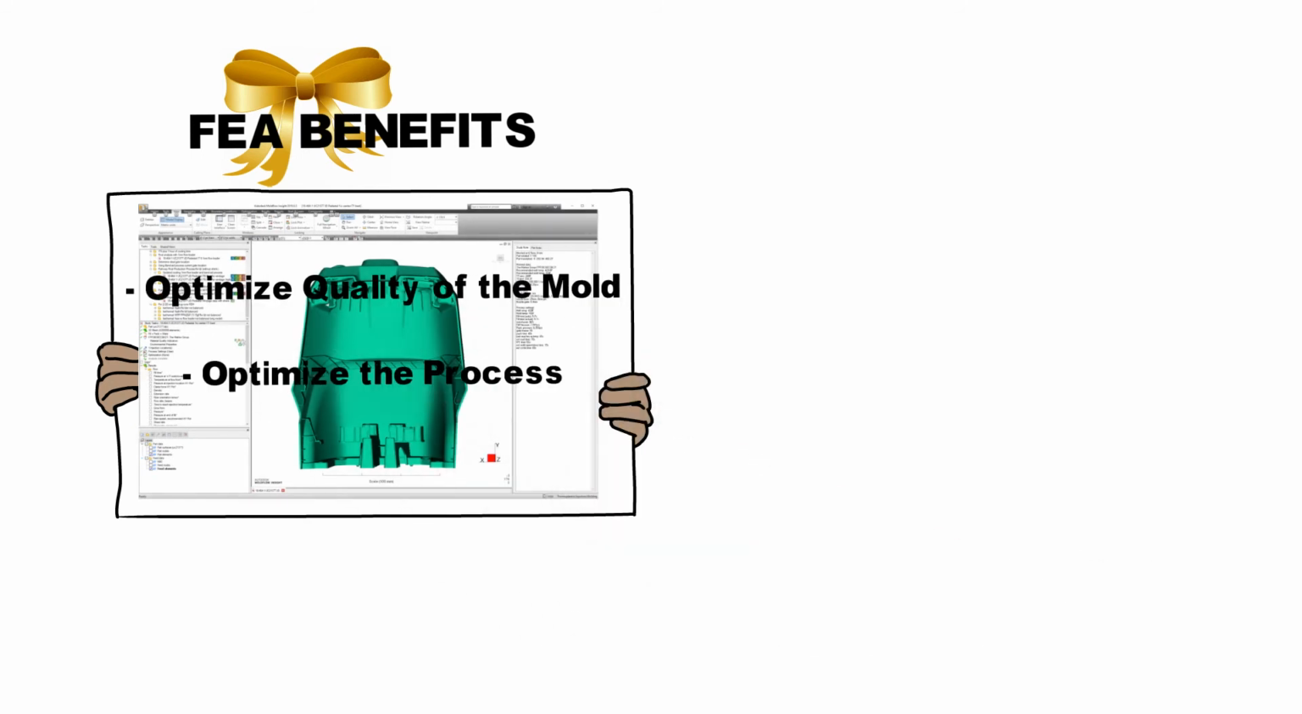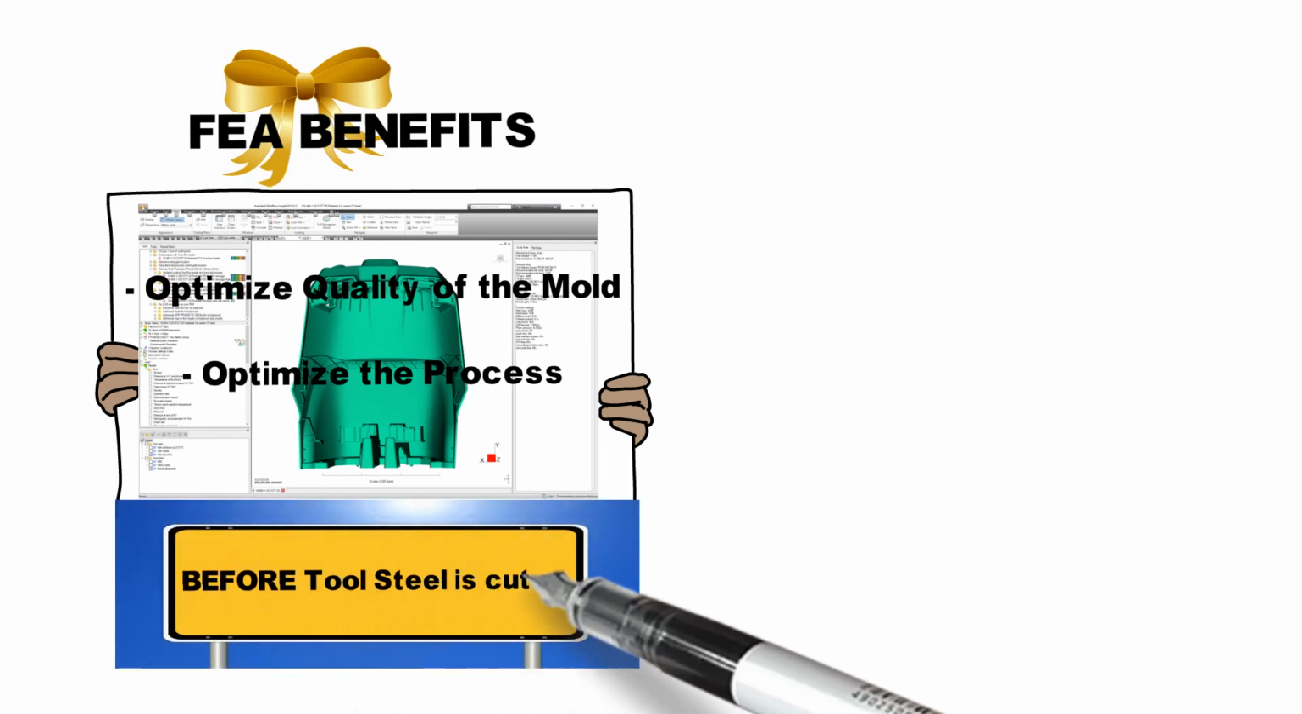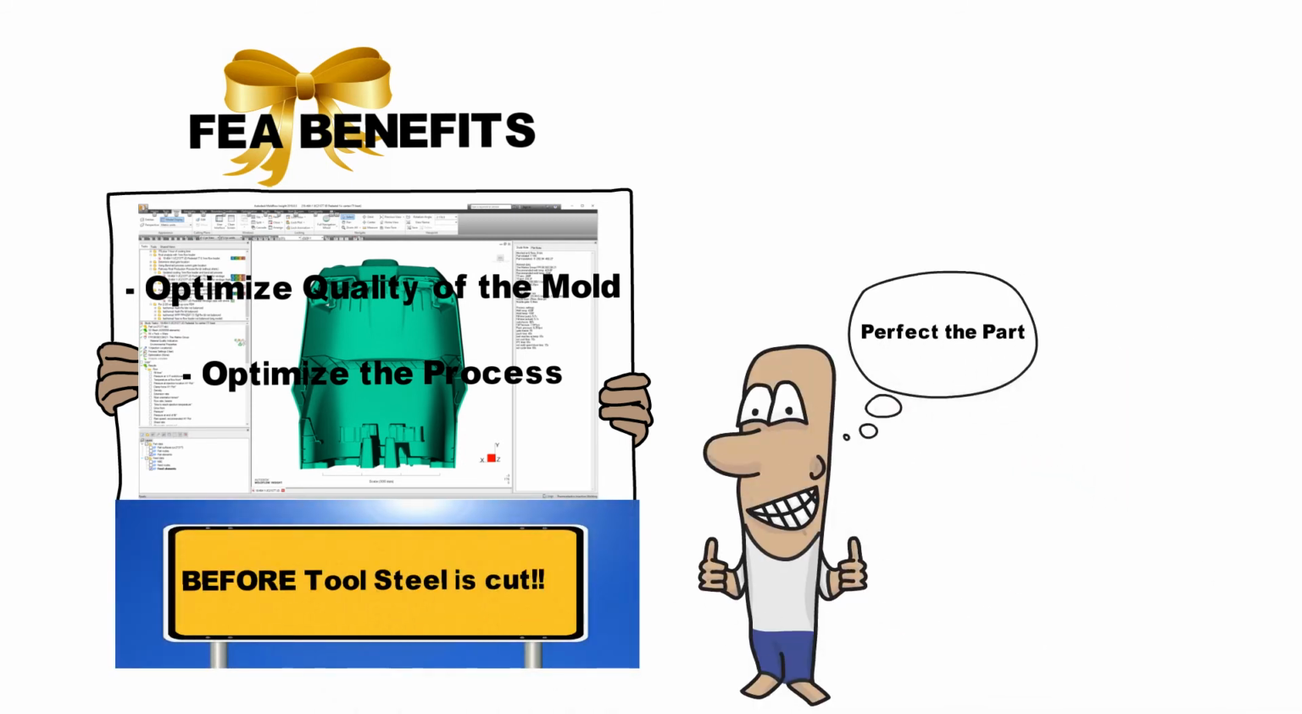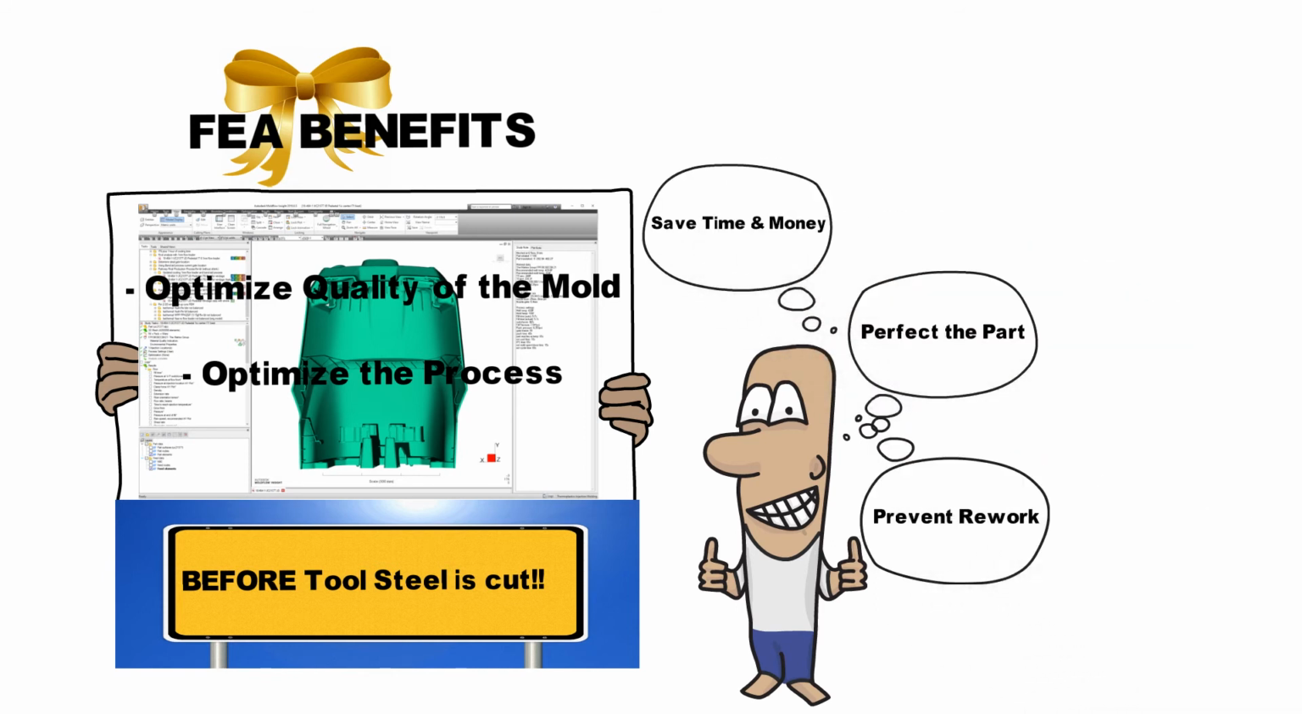FEA is a gift to plastics manufacturers in that it provides an inside look at both the product and process before any steel is cut or altered. The refinement of product and process allows the manufacturer to perfect their part and save both time and money by limiting or preventing future rework.